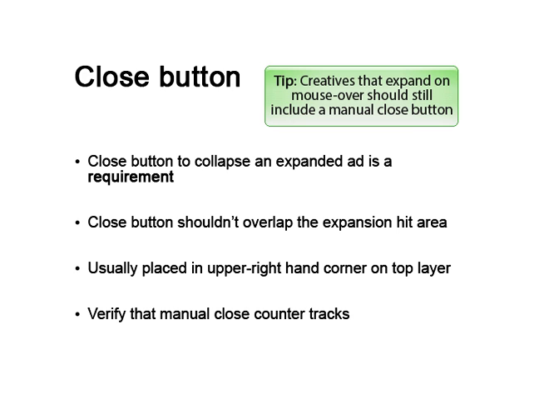And in the output console, you should check to see that the manual close counter tracks correctly when the close button of an expanded panel is clicked. DoubleClick's close button component automatically tracks when it's clicked, so we recommend that you use that. Make sure that the close button component is in the top layer so that it isn't blocked by other content in the creative.